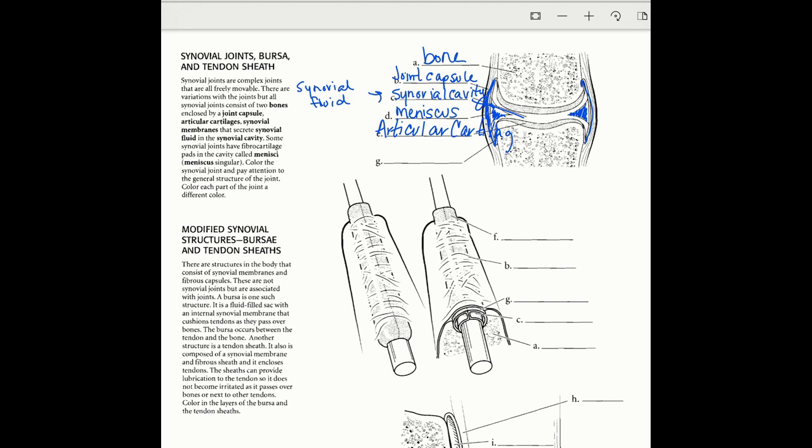Sorry, I'm running into the diagram, and I drew over what G is pointing at.